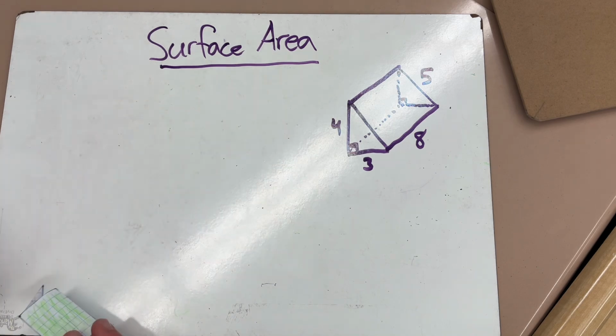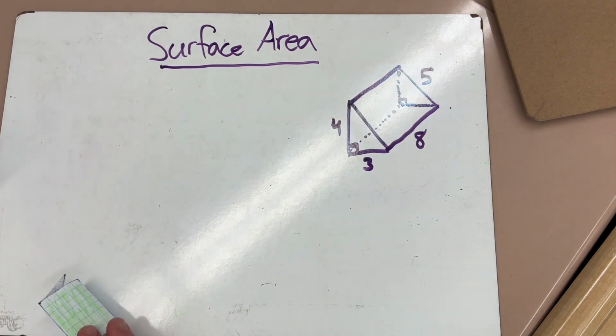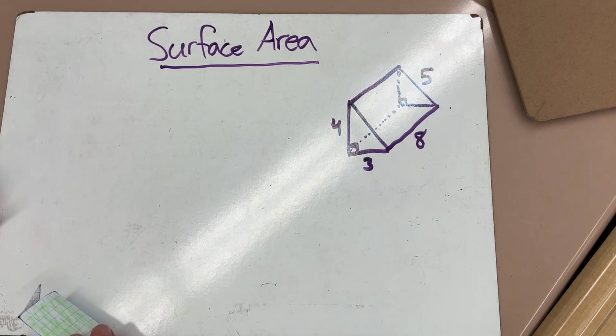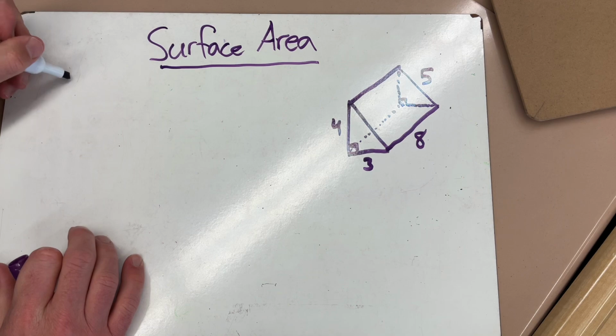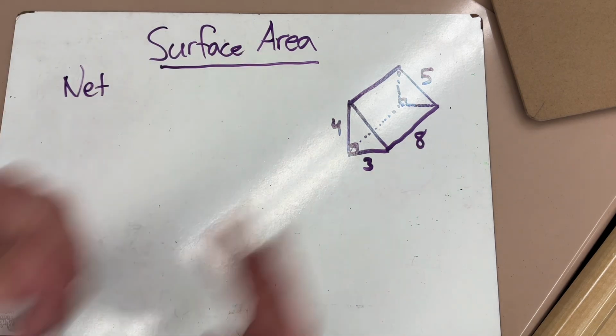So let's say we have the triangular prism that is 3 by 4 by 8, and we need to find its surface area. Now, when it comes to finding surface area, I often recommend making a net, which is a 2D version of this shape.